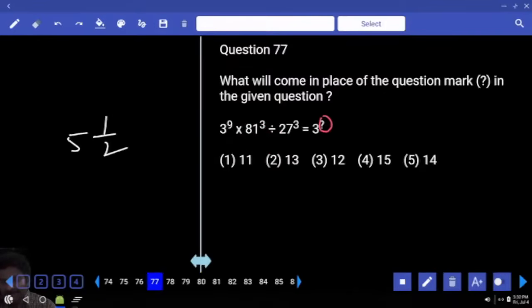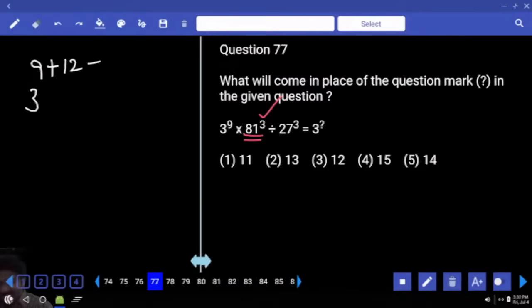X is in the exponent for 3. Every other number should be written as 3 power something. We already have 3 power 9, and in the sense we have to add exponents. 81 can be written as 9 square, or 3 power 4, to the power of 3, which is 3 power 12, divided by minus 27, which can be written as 3 cube to the power of 3.